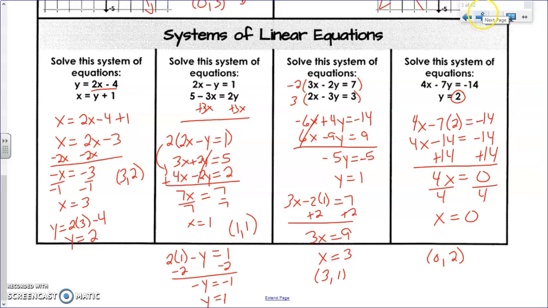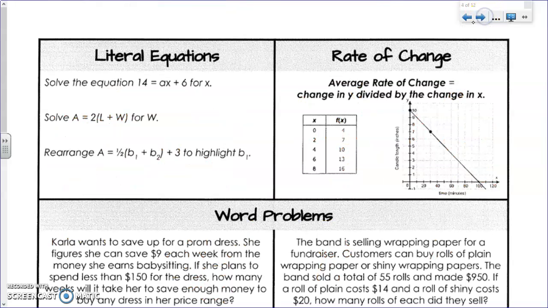Okay, remember, stop the video, go back if you need to. Okay, literal equations. Solve the equation for the variable x here. So we would subtract 6 from both sides. I get a equals a over x. So 8 equals a over x. Divide by a. So 8 over a equals x.